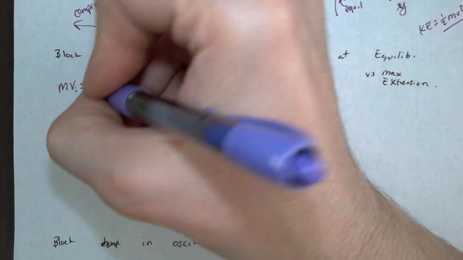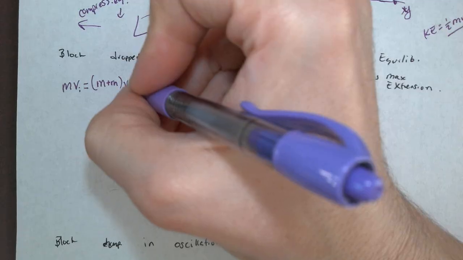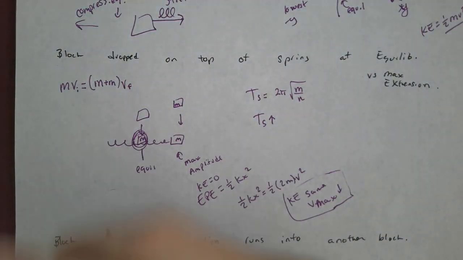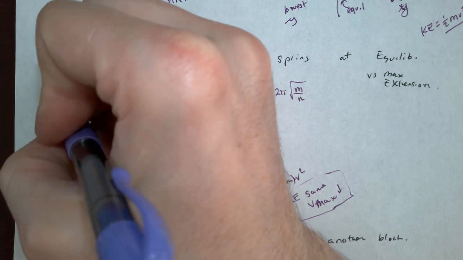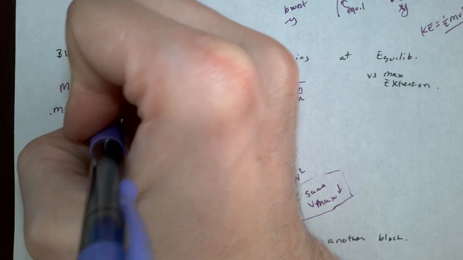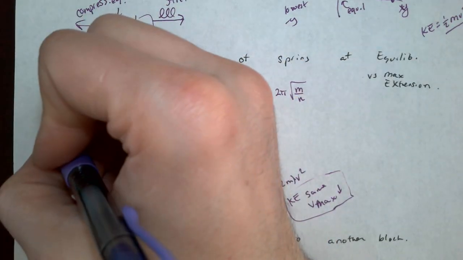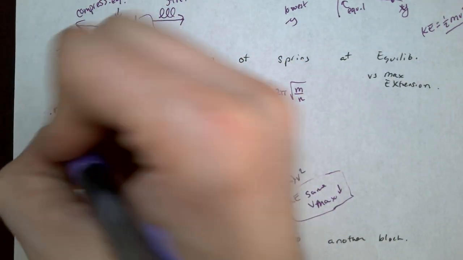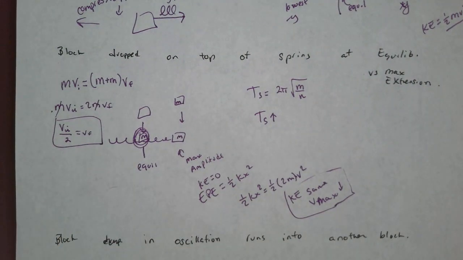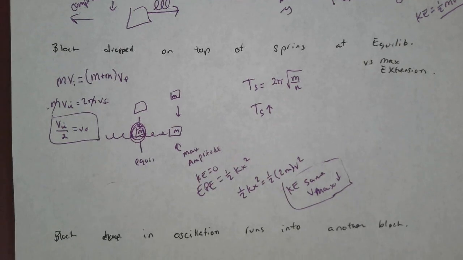And now that we have dropped another block onto it, it will be m plus m. They stick together, v final. Well, what do we notice about the v final this time? Well, m v initial would equal 2m v final. The m's would cancel. And then we find out that v initial divided by 2 is equal to v final. All right, so we've lost some speed. Well, we lost some speed the first time too. We knew that was going to happen.